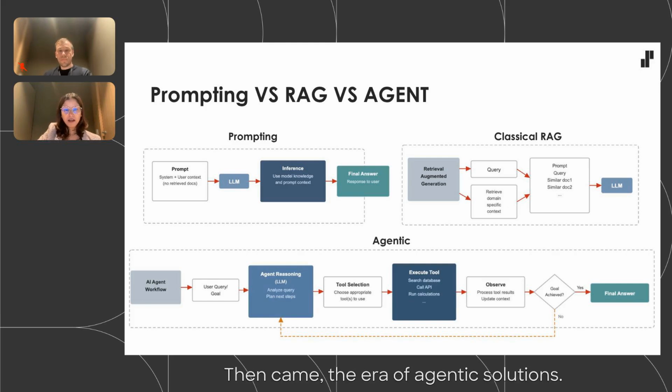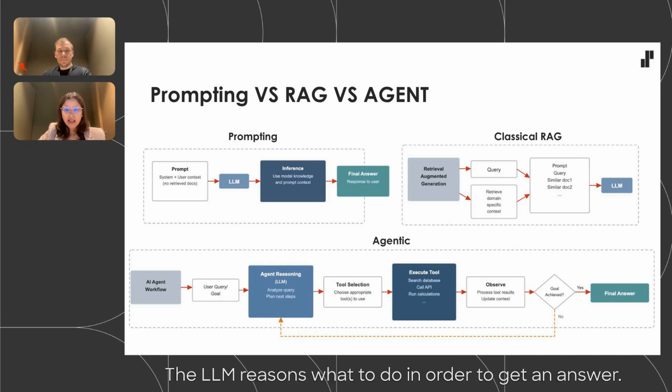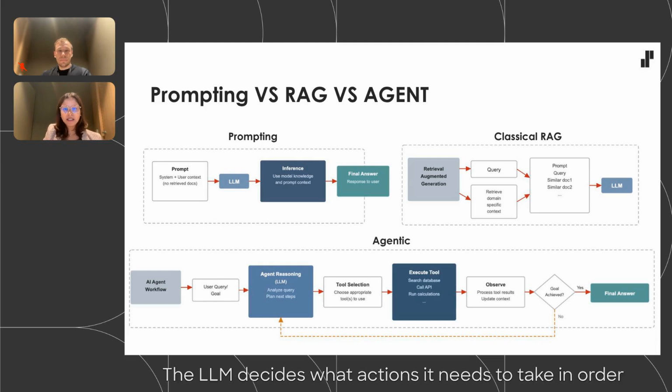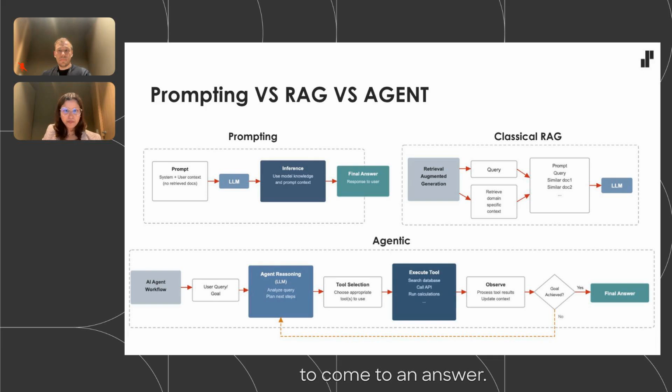Then came the era of agentic solutions. The user asks a question. The LLM reasons what to do in order to get an answer. So, what is the reasoning? Think of it like a brain. The LLM decides what to do. The LLM decides what actions it needs to take in order to come to an answer.